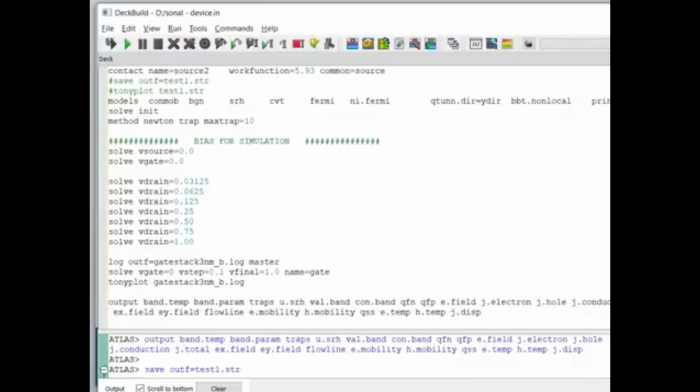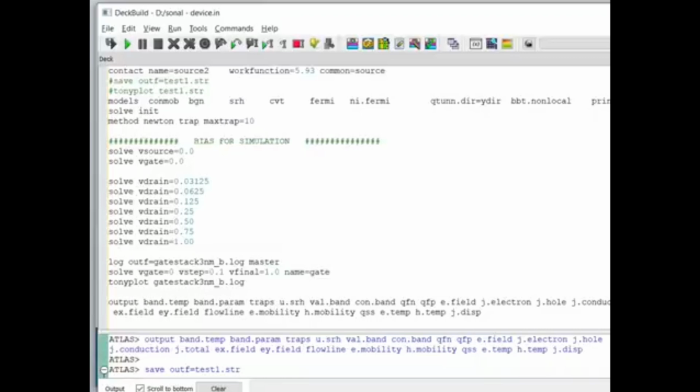To make the device on, you have to apply the gate voltage. Next you have to create the log file and increase the gate voltage from 0 to 1 volt. Next we have to observe or see the output waveform with the help of the TonyPlot command.